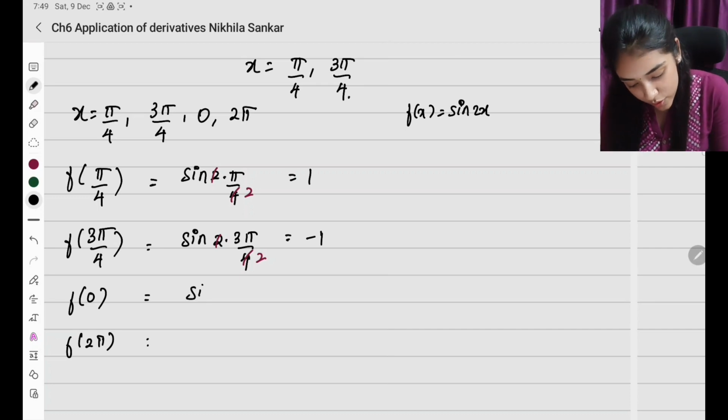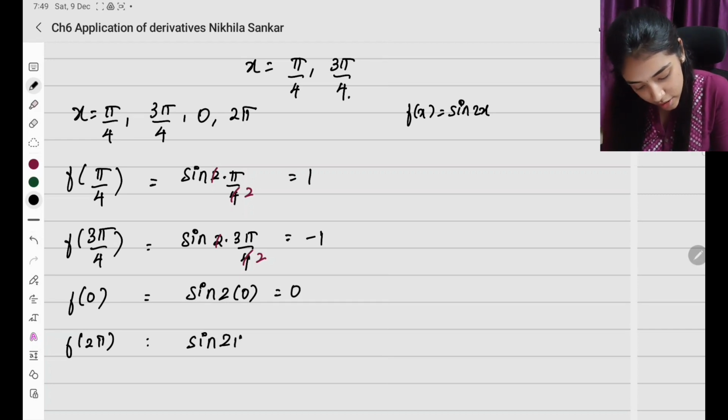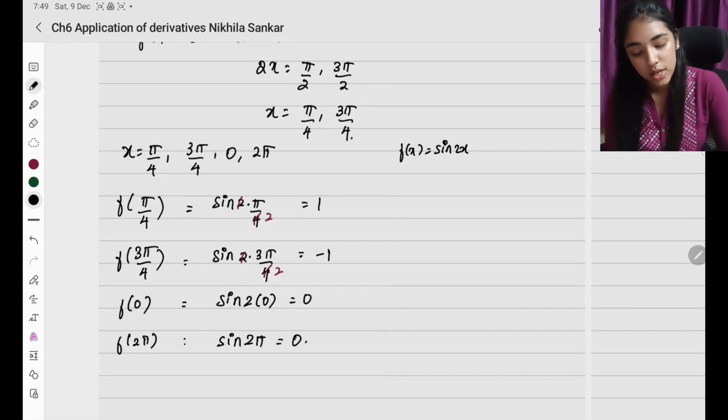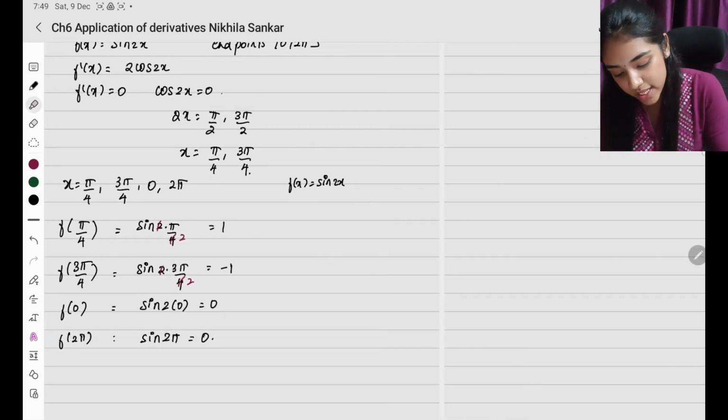Now, f of 0 is going to be sin 2 times 0, which is going to be 0. F of 2 pi is going to be sin 2 pi, and this is also going to be 0. They are asking for the maximum value. So where is the maximum value?